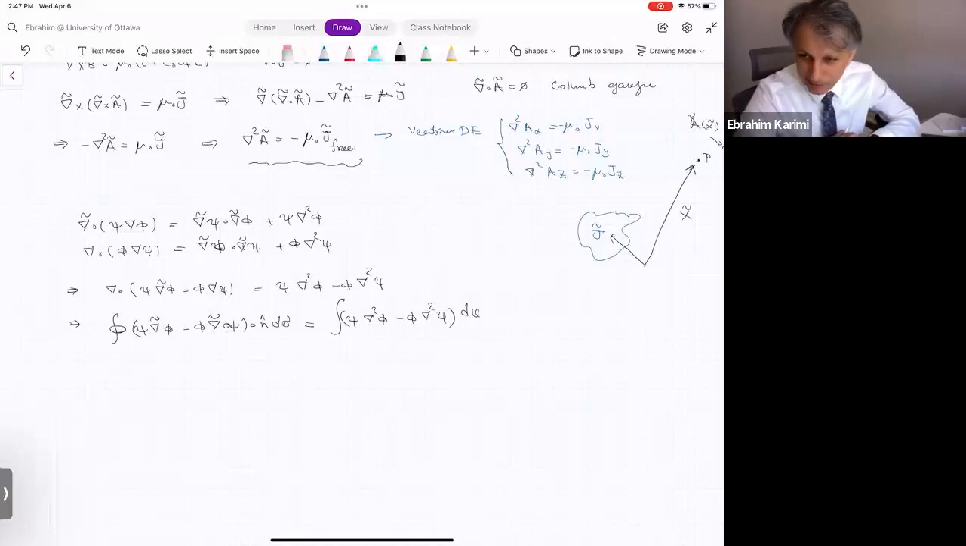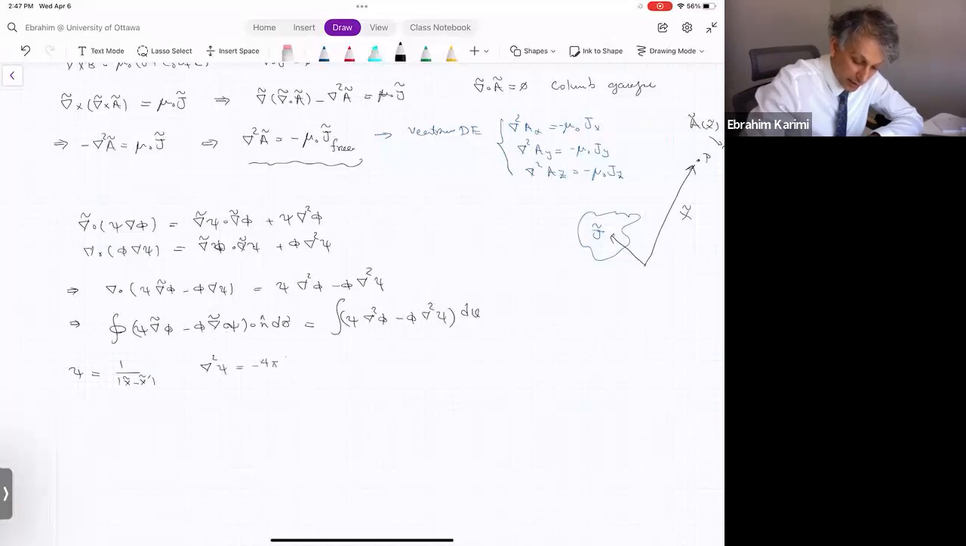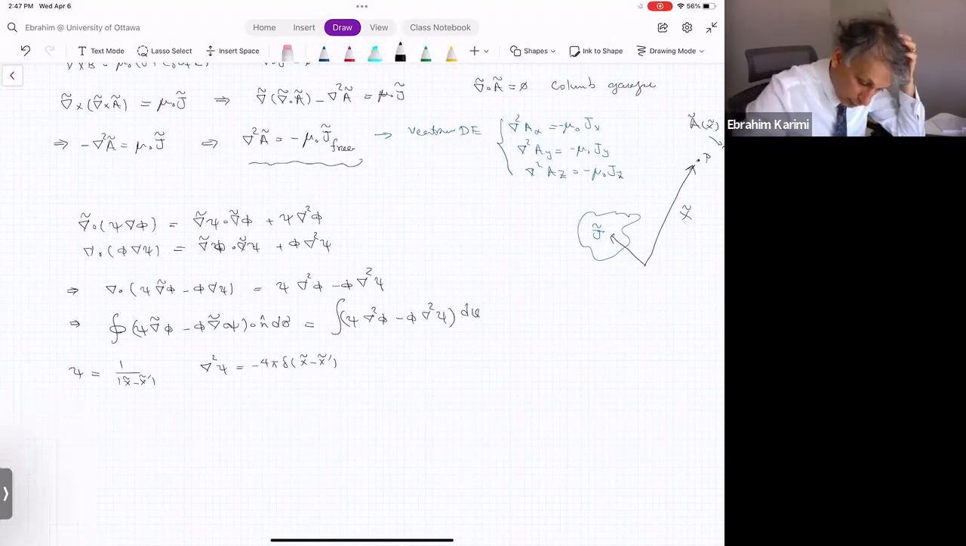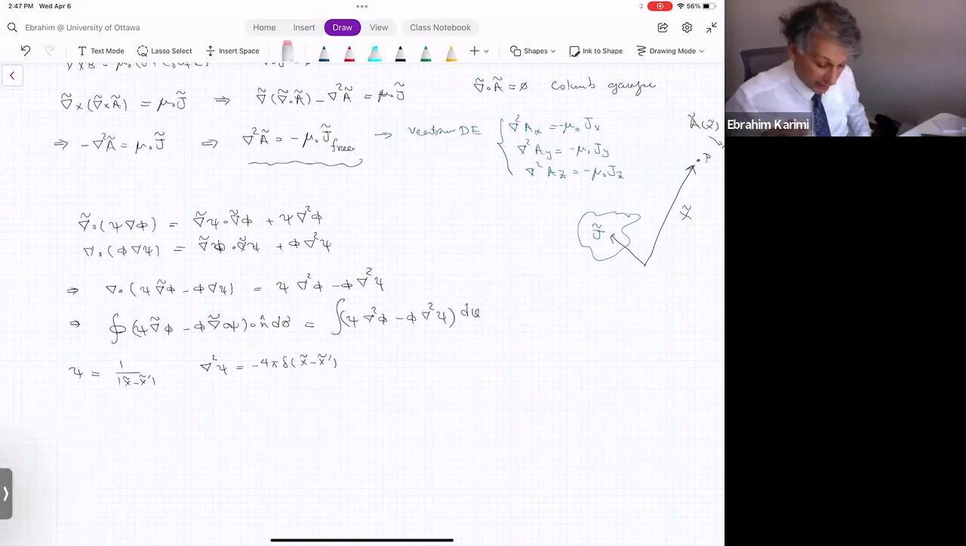Indeed, in the past, we assumed that psi can be 1 divided by |x minus x prime|, and we know that the Laplacian of psi is given by minus 4 pi delta of x minus x prime. Okay. And in order to clarify this, that can be on a prime one as well. So at the end we can just modify that.